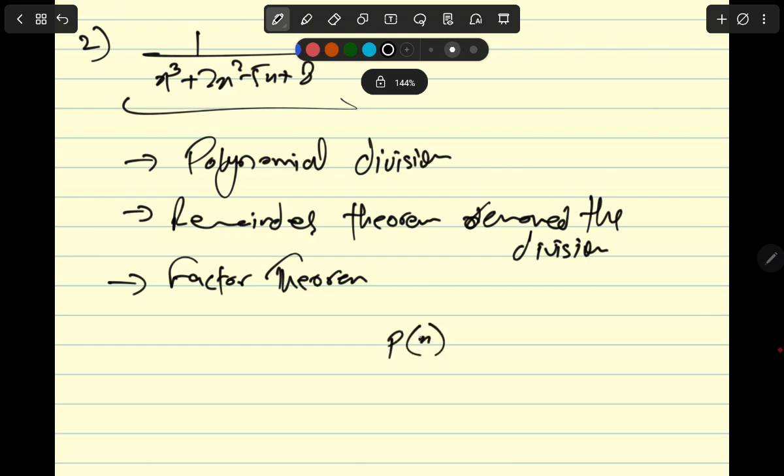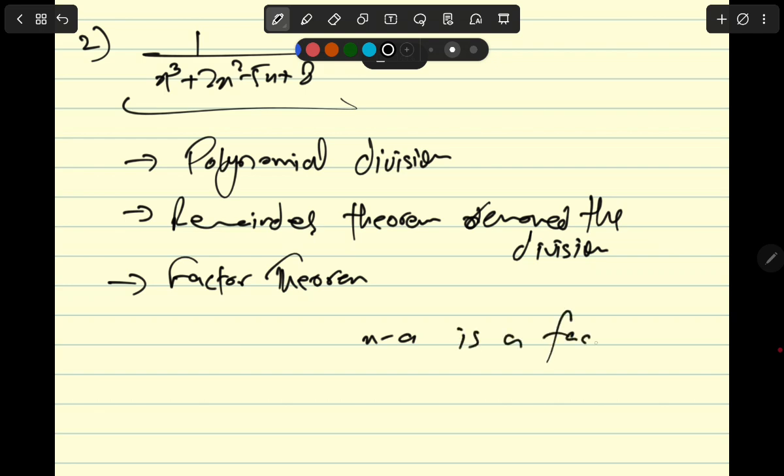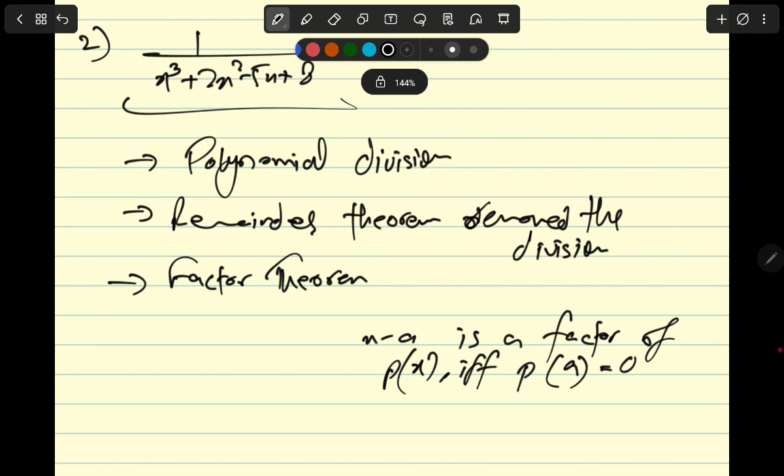So, x minus a is a factor of p of x if and only if p of a is 0, right? So that's factor theorem. This entire topic is preparing us for partial fractions.